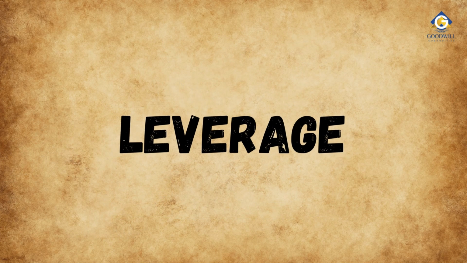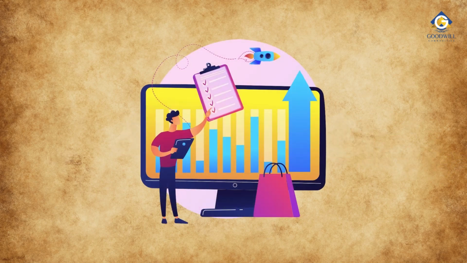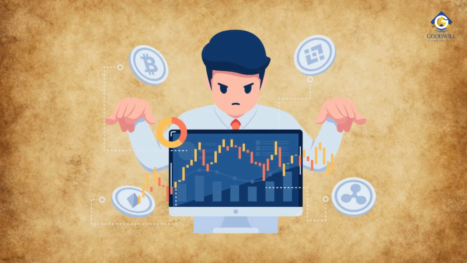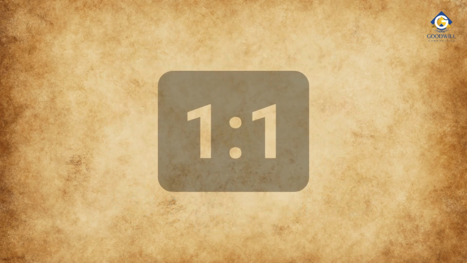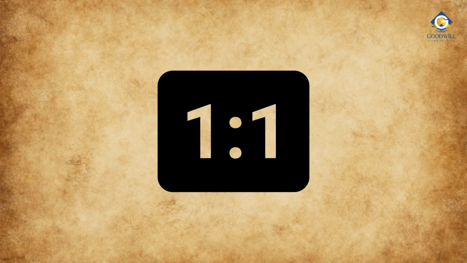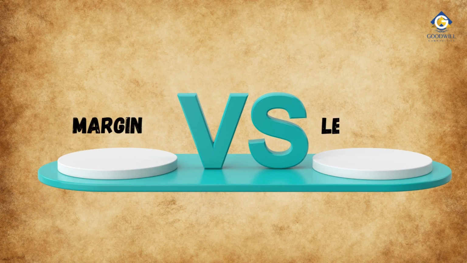Now, let's shift our focus to leverage. Leverage is the ratio of the size of a position to the margin required. In other words, it's the ability to control a large position in the market with a smaller amount of capital. Leverage is expressed as a ratio, such as 10:1 or 50:1, indicating how much larger your position is compared to your margin.